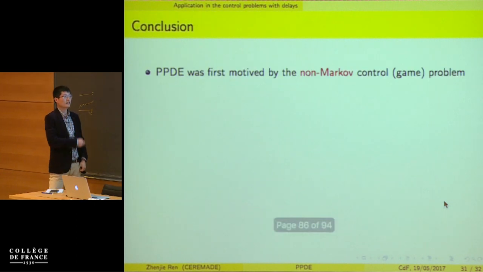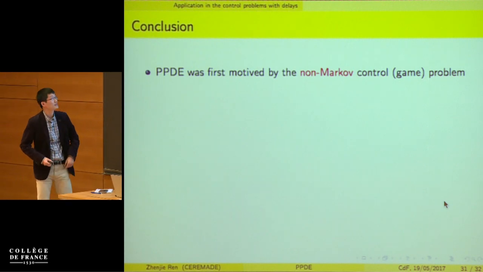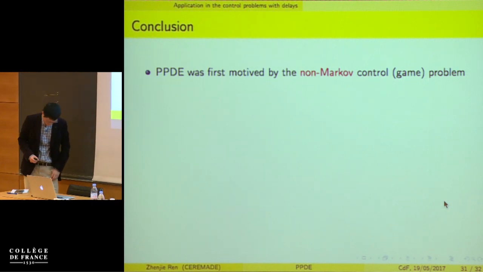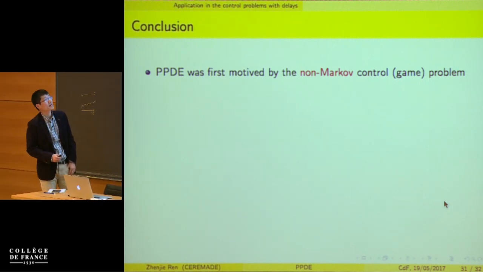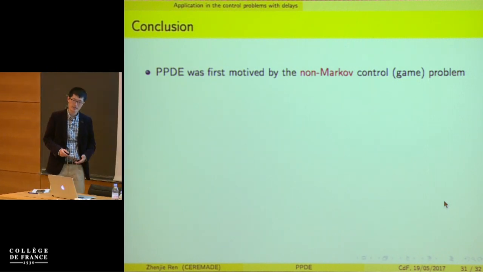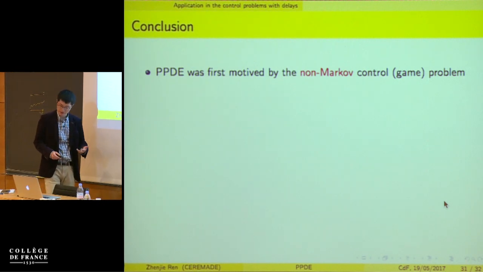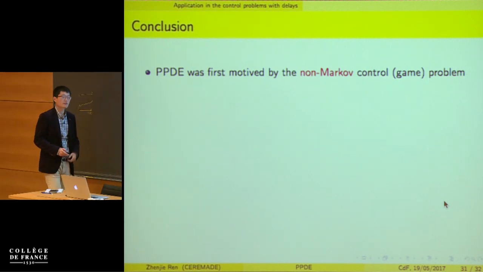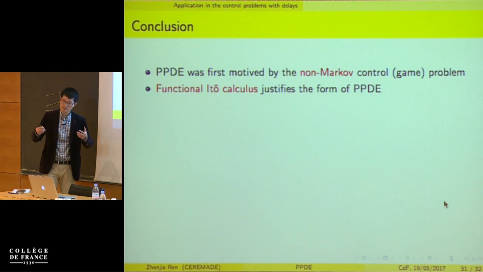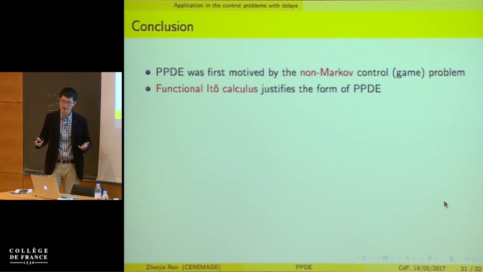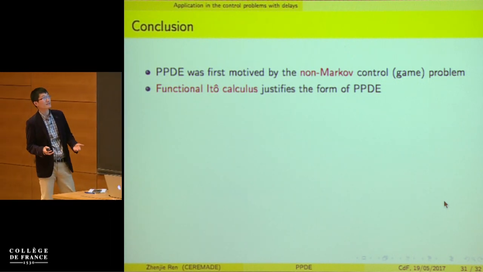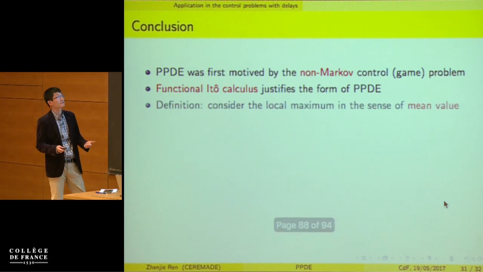So okay, let's conclude about this talk. At first glance, PPDE is motivated by nonlinear Markov control or differential games. We want to go beyond the PDE case, the PDE in finite dimension case. That's why I proposed the PPDE. Technically, the notion of path derivative introduced by Bruno Dupire makes functional Itô calculus possible, and the functional Itô calculus justifies the form of PPDE.